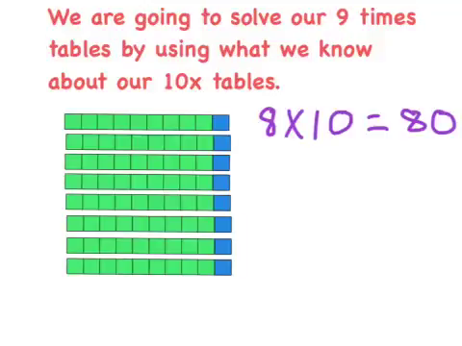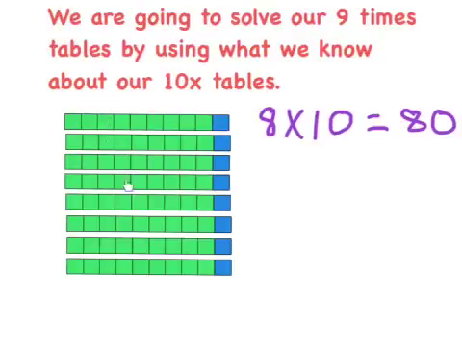We are going to solve our 9 times tables by using what we know about our 10 times tables. So 8 groups of 10. 8 groups of 10 is pretty easy. We know that that equals 80. And here we can see it in blocks.